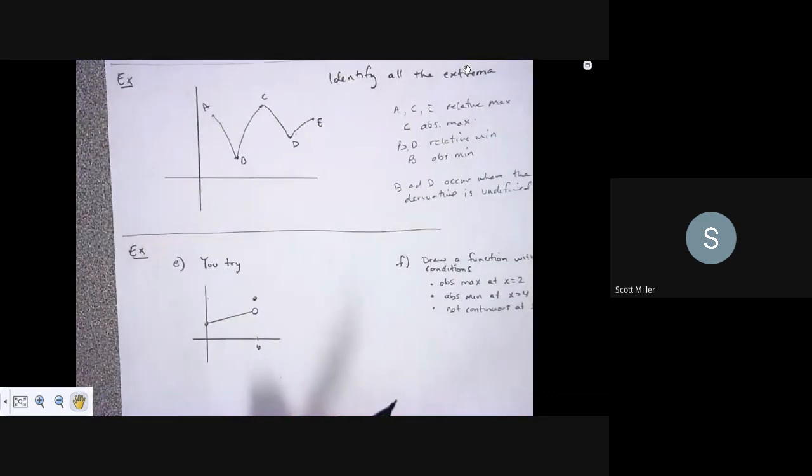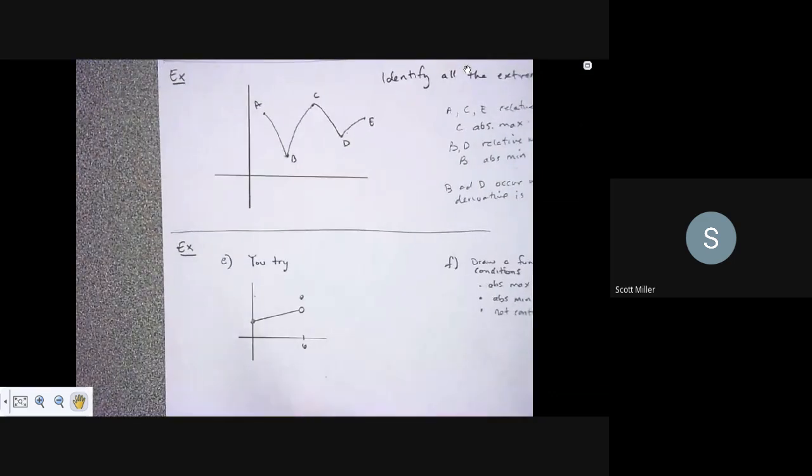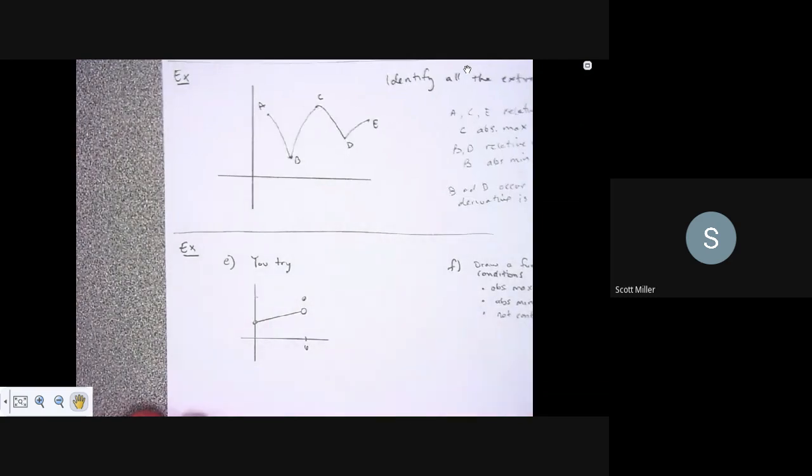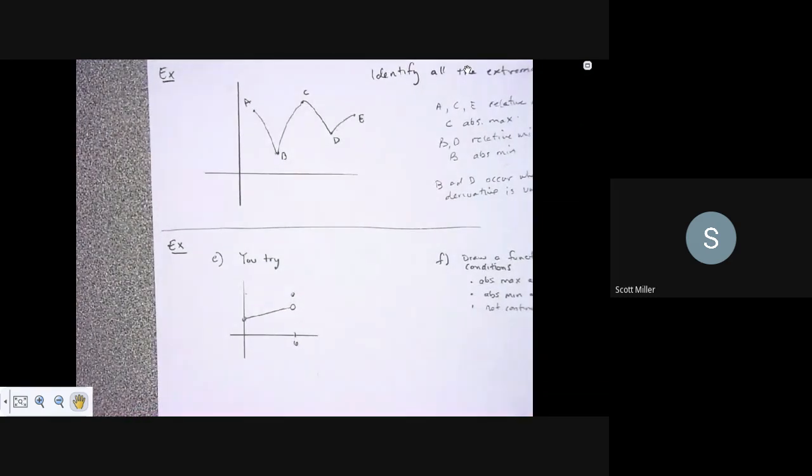Okay? So let's look at a couple of ones. I want you to try some things out over here. Let's start with this one right here. So you can go ahead and pause your video right now and take a few seconds here and try to do that one and list this one on your own. This is a dot. This is a dot. That's an open circle there. And pause it.